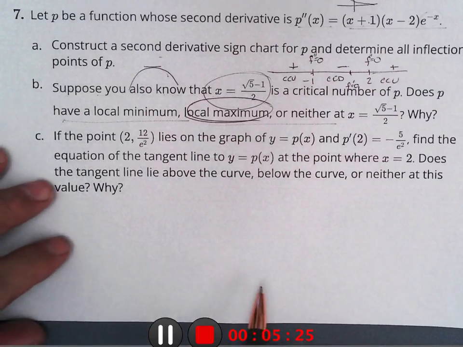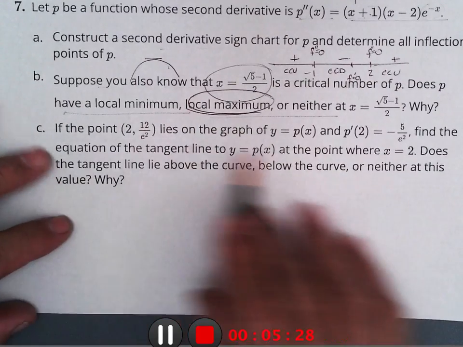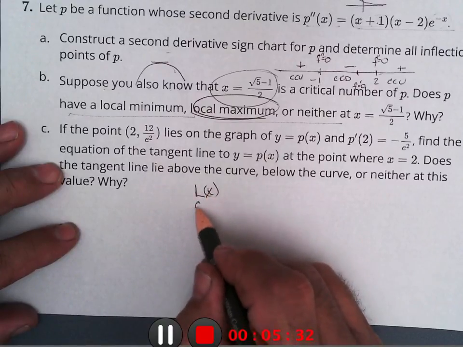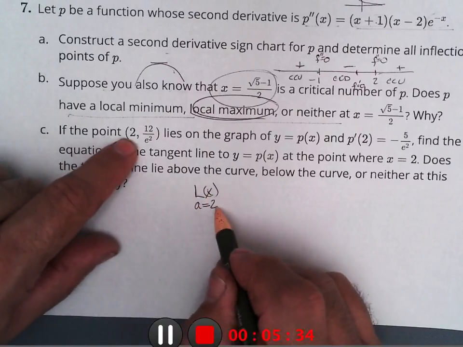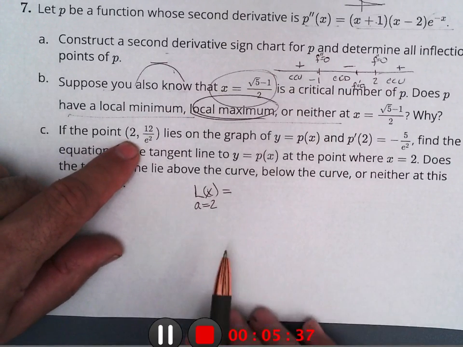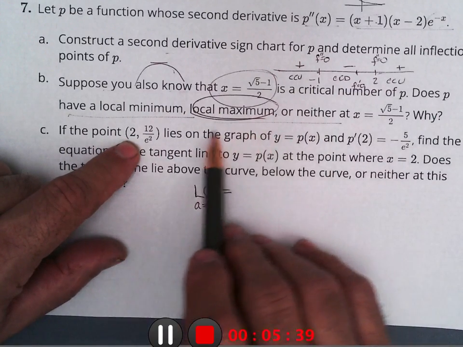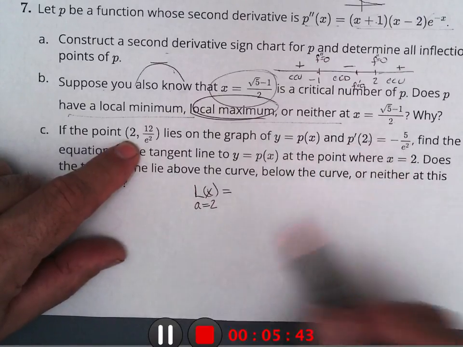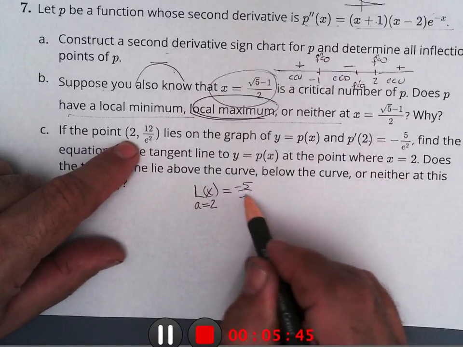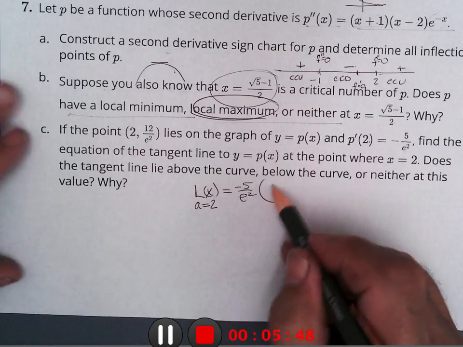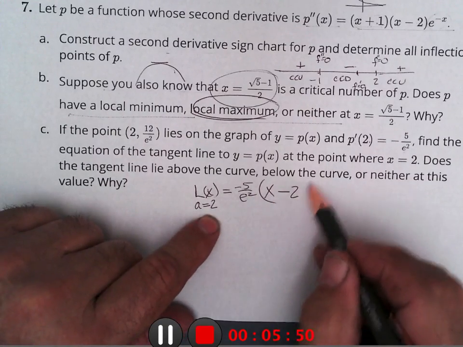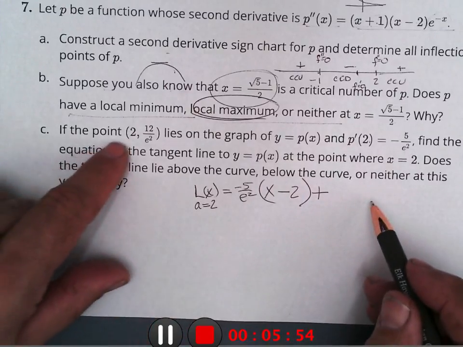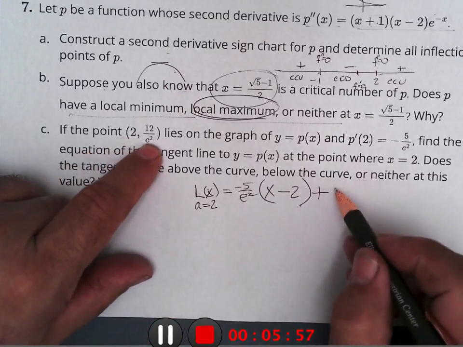And then it says, find the equation of the tangent line, L of x, at a equals 2. So we need the slope at 2. Well, at 2, p prime, the slope is negative 5 over e squared, times x minus a, plus f of 2. Oh, and they said the point is this, so it's plus 12 over e squared.